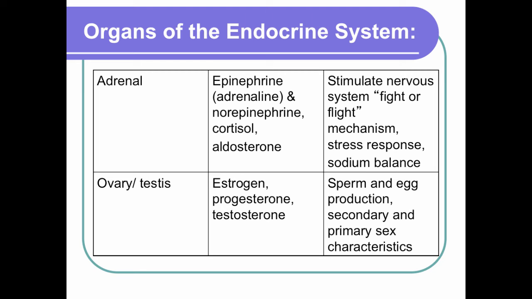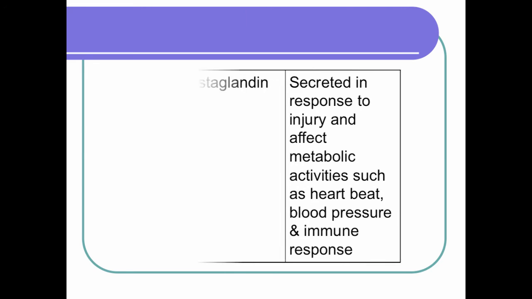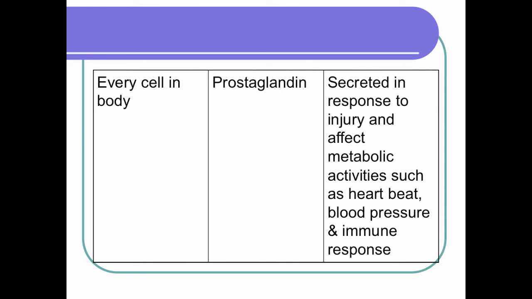And then you have your ovaries and your testes. That directly relates to the reproductive system. Estrogen is a hormone that females have along with progesterone, and testosterone is a hormone that men have. So the ovaries make the estrogen and the testes make the testosterone. This is what produces the sperm and egg, which allow us to reproduce. And then the last one. Every single cell in your body has this hormone, which is secreted in response to an injury. This is what lets us know that there's something wrong with our body. So even if you don't consciously know it, your brain does, so that we can fix it.